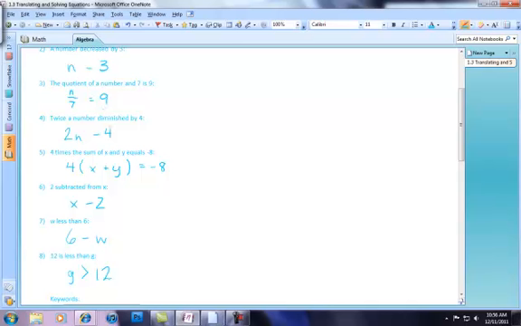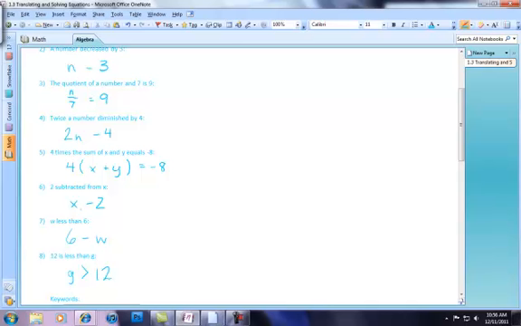Twice the number diminished by 4 is 2n minus 4, because diminished would be minus 4, and twice the number would be 2 times n. 4 times the sum of x and y equals negative 8. We're going to put x and y into parentheses because 4 is being distributed to both of them, and equals negative 8.